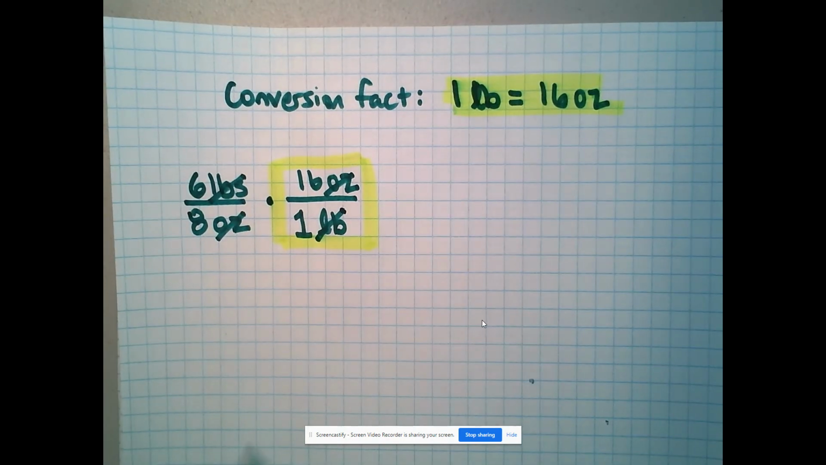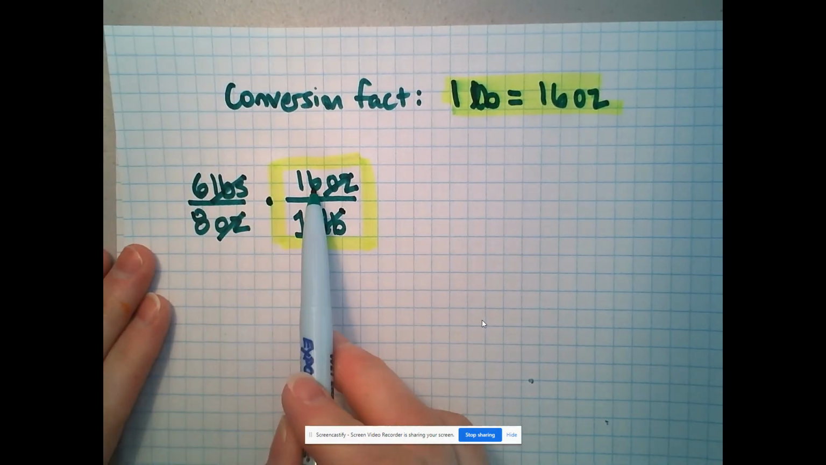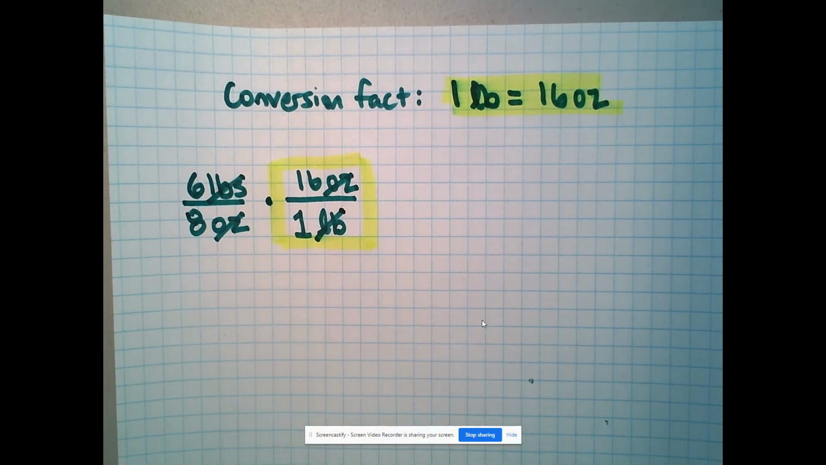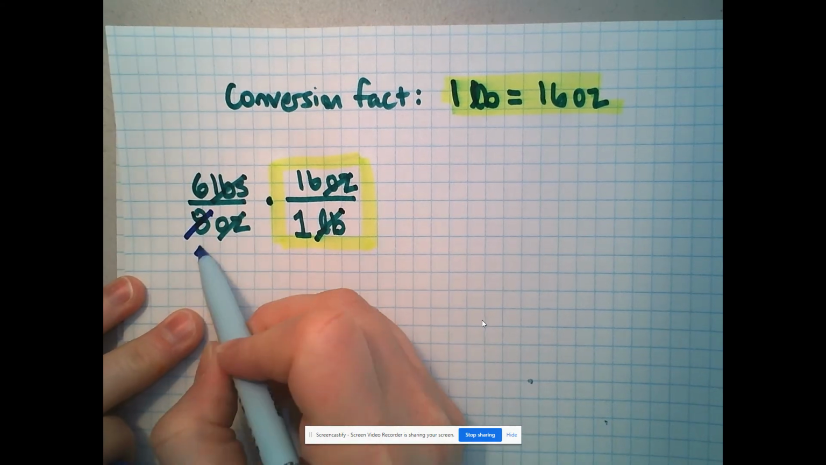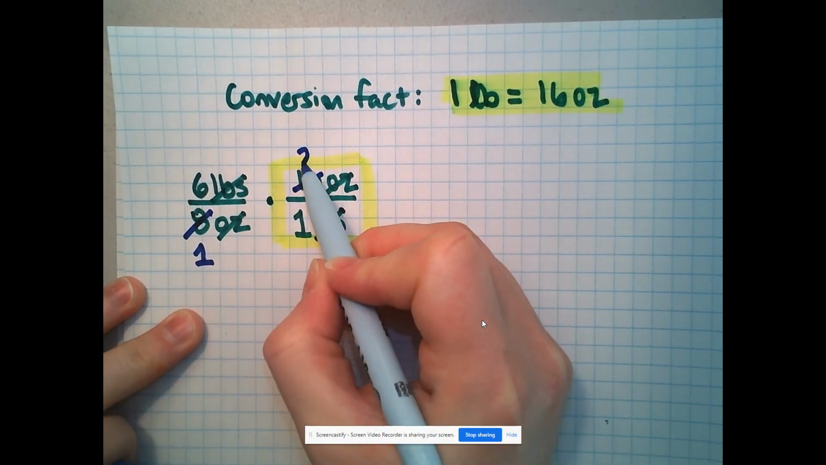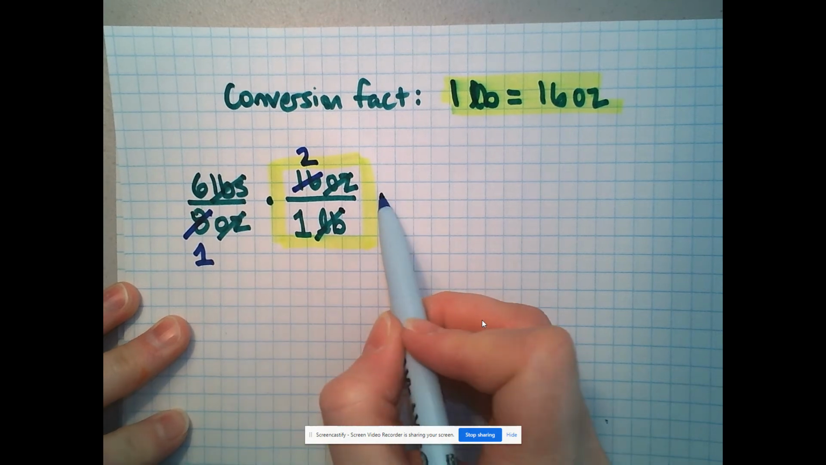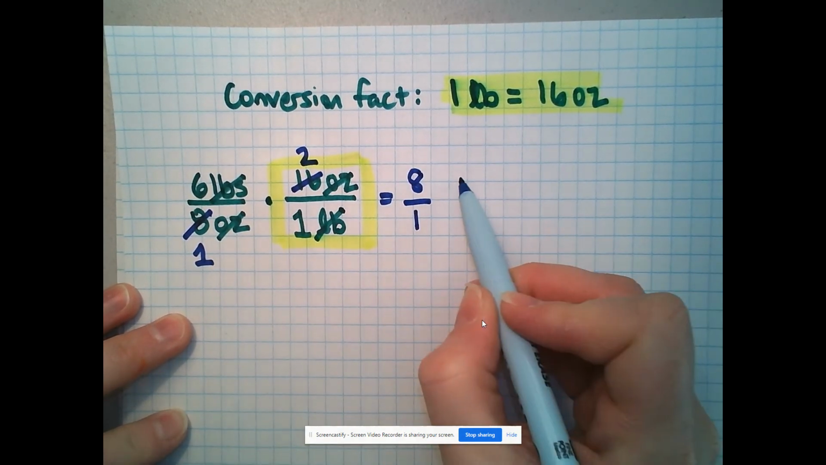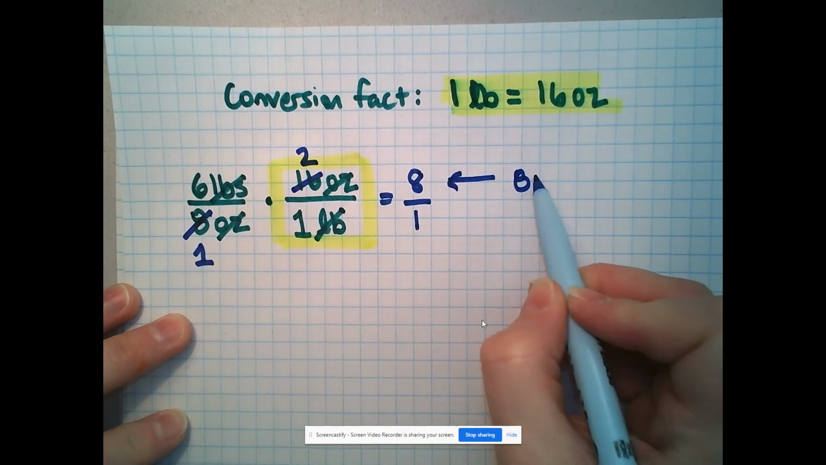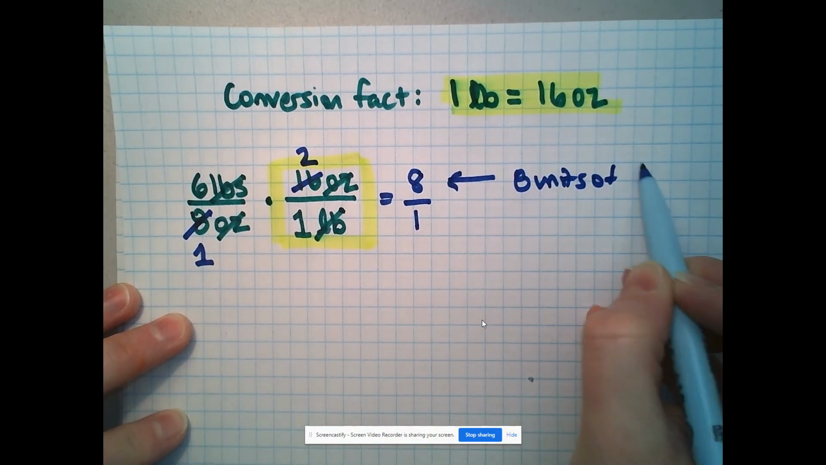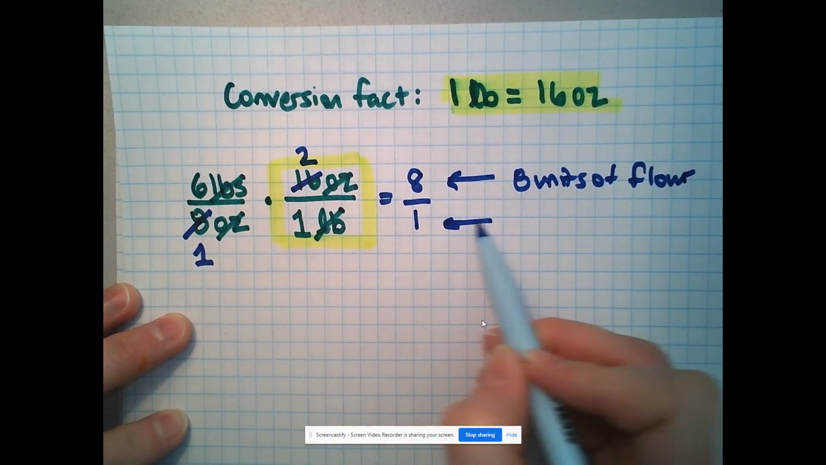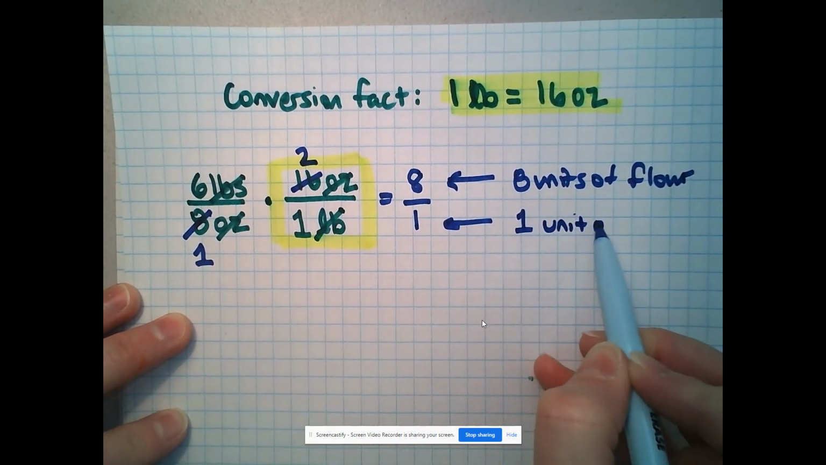So now I have 6 times 16 and I have 8 times 1. I can simplify that. I can say, oh, I noticed that 16 and 8 are both divisible by 8. So 8 divided by 8 is 1. 16 divided by 8 is 2. I've got 6 times 2, which is 12. I've got 1 times 1, which is 1. So this really means that 12 units of flour are used every time 1 unit of vanilla is used.